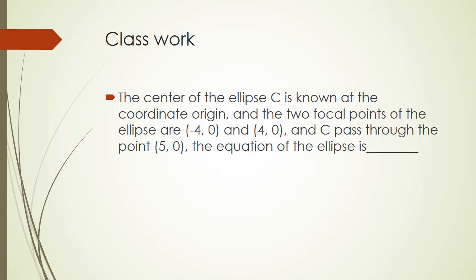From the question, we can easily know that c equals 4 and a equals 5. Because b squared equals a squared minus c squared, b squared equals 9. And here's our standard elliptic equation.